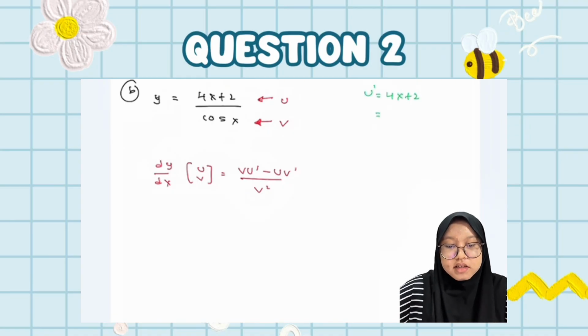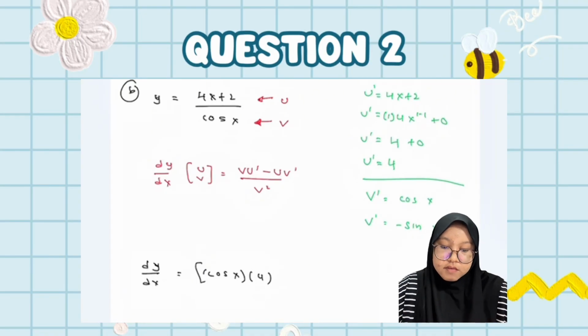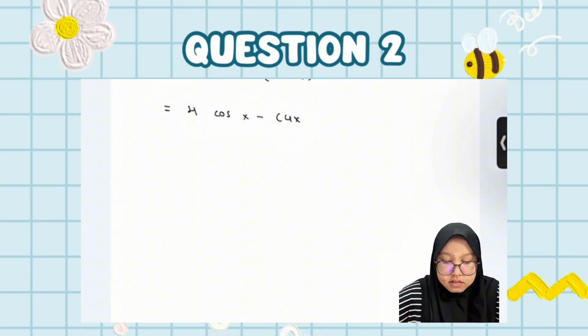Next step, find the derivatives. u prime we get 4 and v prime we get negative sin x. Next, plug into the formula. dy over dx equals cos x times 4, minus (4x plus 2) times negative sin x, over cos squared x, and then we get the final answer.